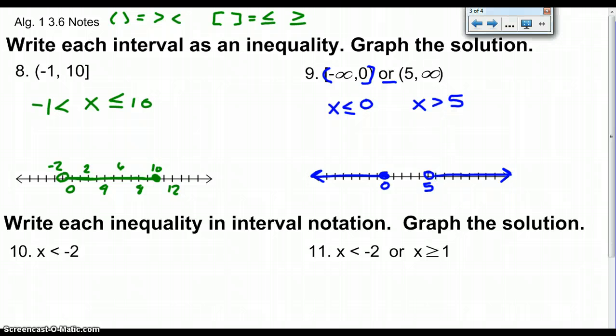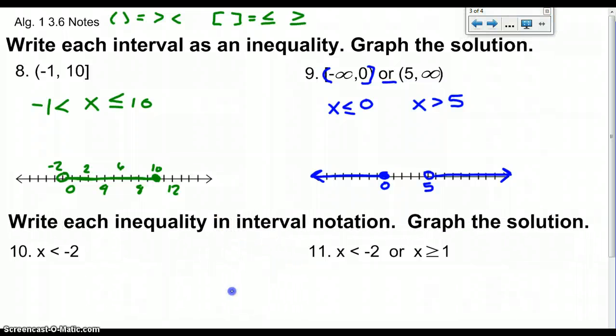I want you guys to do number 10 and 11 on your own. It's just doing the opposite of what we did. So we're going to write an interval notation, and then I want you guys to come back and we'll see if we get the same answer.